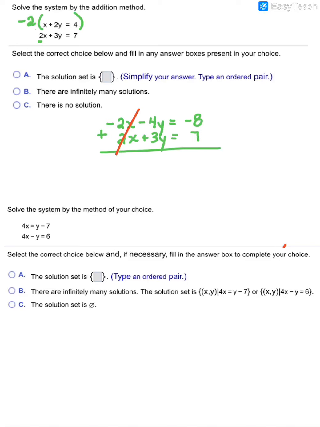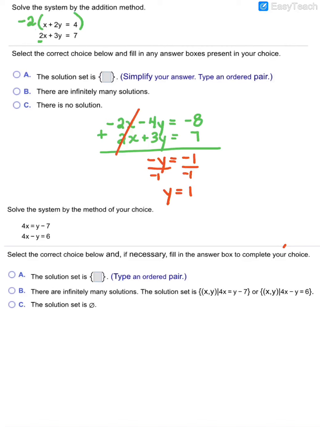So negative 2x plus positive 2x is 0. If I continue on, negative 4y plus 3y is a negative 1y. Negative 8 plus 7 is negative 1. And then I'll go ahead and solve for y. So divide both sides by negative 1, and my y value is positive 1.